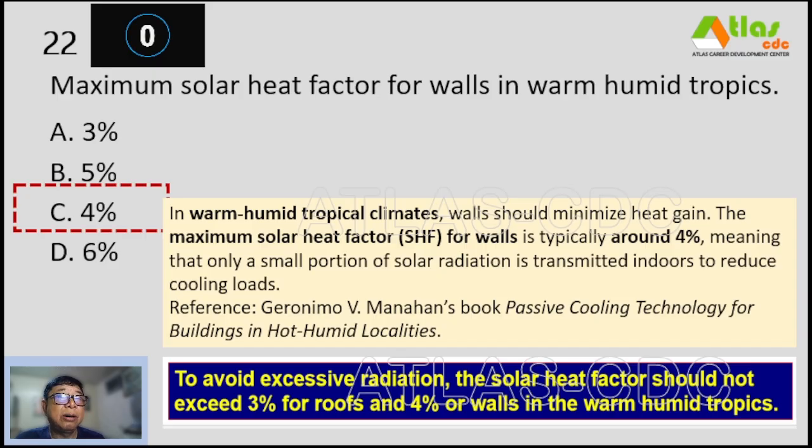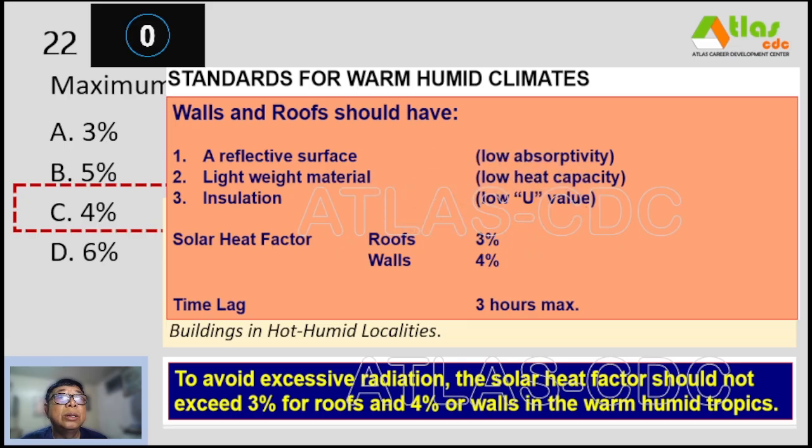The reference is Geronimo Manahan's book, Passive Cooling Technology for Buildings and Hot Humid Localities. So accordingly, to avoid excessive radiation, the solar heat factor should not exceed 3% for roofs and 4% for walls in the warm, humid tropics. So these are the standards for warm, humid climates. A reflective surface, low absorptivity, lightweight material, low heat capacity, and insulation should have low U value. And the time lag is 3 hours maximum.